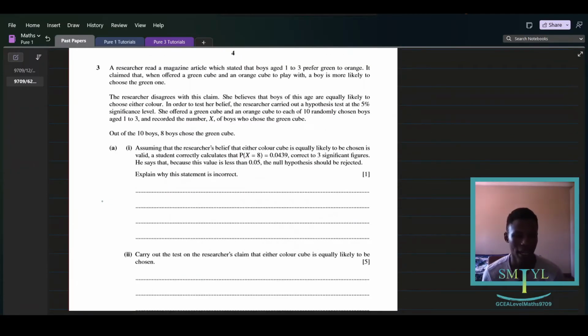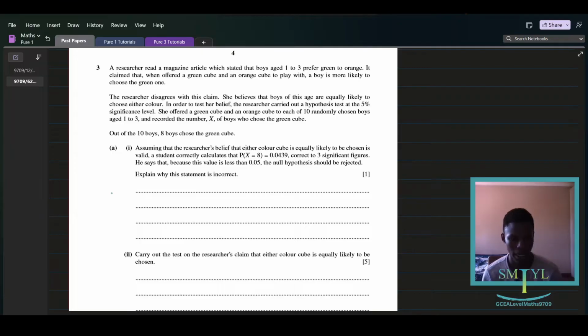Number 3. A researcher read a magazine article which stated that boys aged 1 to 3 prefer green to orange. It claimed that when offered a green cube and an orange cube to play with, a boy is more likely to choose the green one. The researcher disagrees with this claim. She believes that boys of this age are equally likely to choose either color. In order to test her belief, the researcher carried out her hypothesis test at the 5% significance level. She offered a green cube and an orange cube to each of 10 randomly chosen boys aged 1 to 3 and recorded the number X of boys who chose the green cube. Out of the 10 boys, 8 boys chose the green cube.